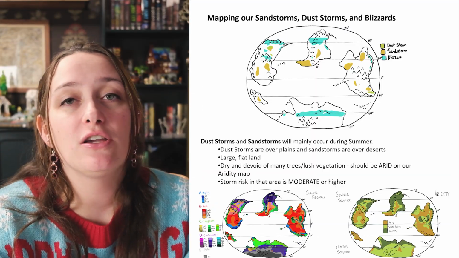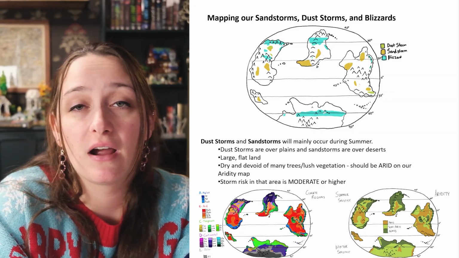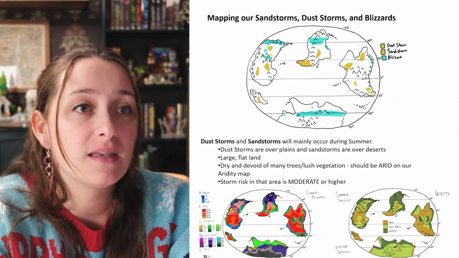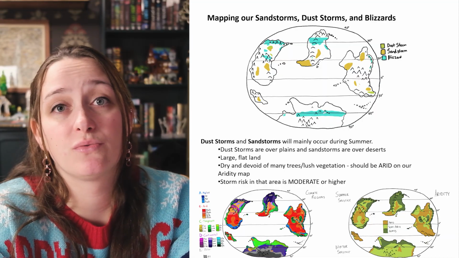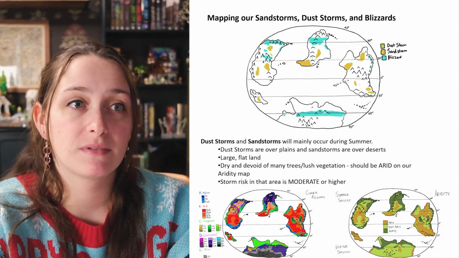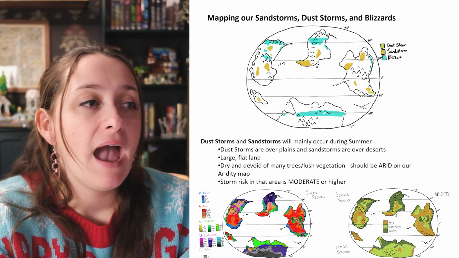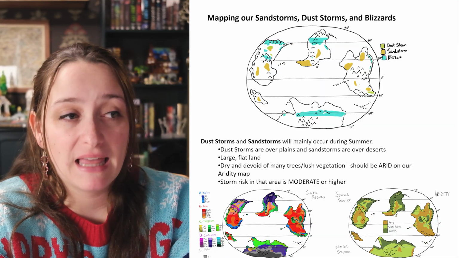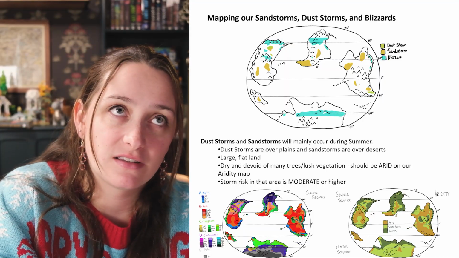So look at your strong winds and storms that we've already kind of talked about and mapped out, our elevation maps, our aridity maps, and mark anywhere that meets this criteria as having a large risk for each of these three types of storms. Dust storms and sandstorms are mainly going to occur during summer, and dust storms will occur over plains and sandstorms are over deserts, which makes sense. Is there dust or is there sand?